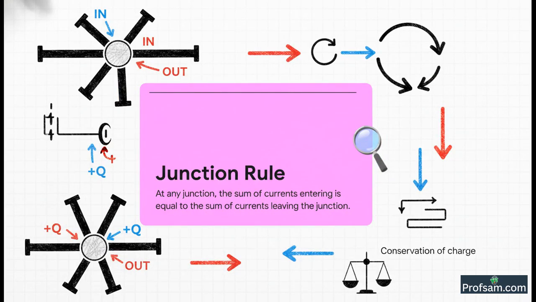So here's the official NCERT definition, and this is what you should write in your exams. It says that at any junction, the sum of the currents entering the junction is equal to the sum of the currents leaving the junction. It's saying the exact same thing as our water pipe analogy. And why is this true? It's based on a very fundamental principle, the conservation of charge. Charge cannot just accumulate at a junction. It can't get created or destroyed there. So whatever comes in must go out.